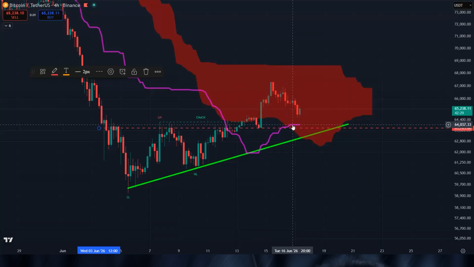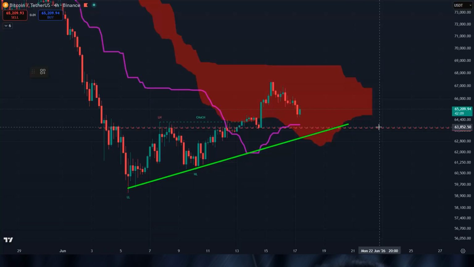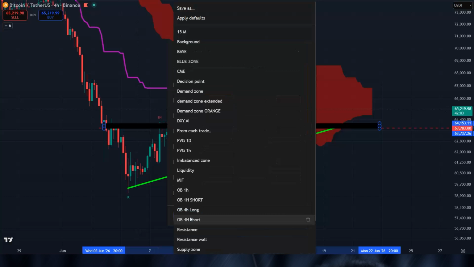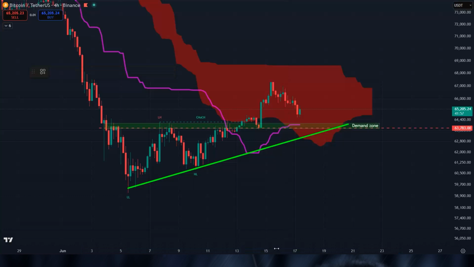Note that the flat Kijun-sen is at the same level as this resistance, which flipped to the current support for us. So 63,800 or $64,000. This zone actually could act as short-term support for us. Okay, so this could be a demand zone or support for us. And price actually moves toward this with a bullish structure. You could see movement to the upside.